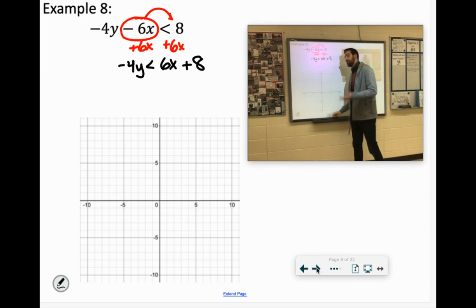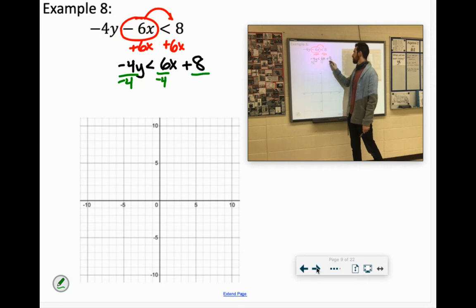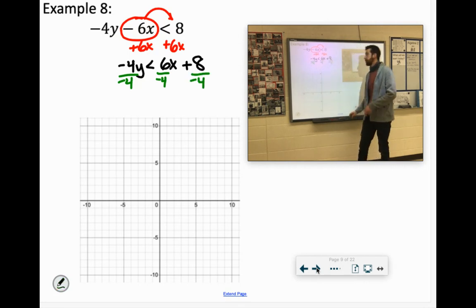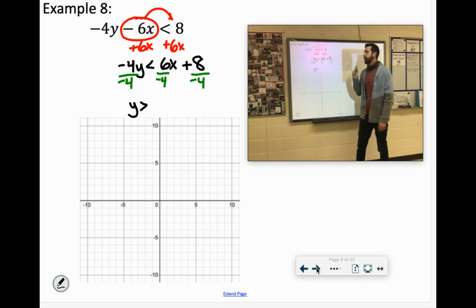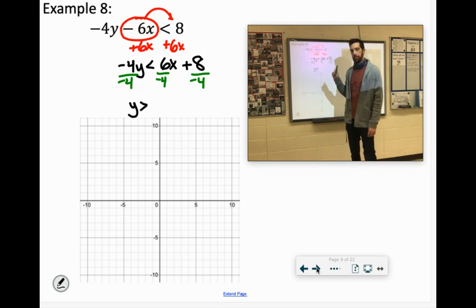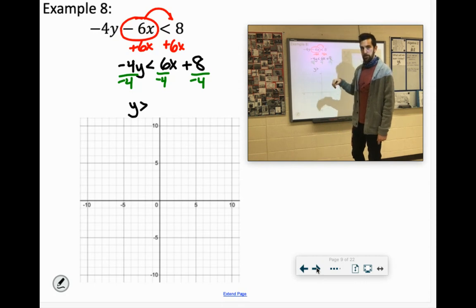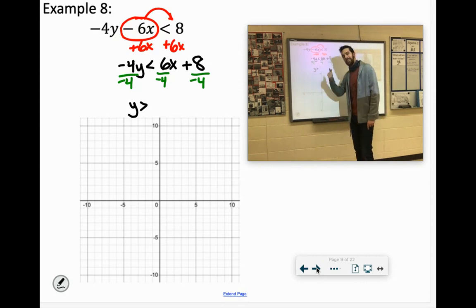And then we got to get rid of that negative 4. So we divide everything by negative 4, which flips the inequality sign. So now it's going to be greater than. Now the fraction 6 over 4 can be reduced. It would be 3 over 2. And we usually put the negative just in the numerator. So our new slope will be negative 3 over 2.